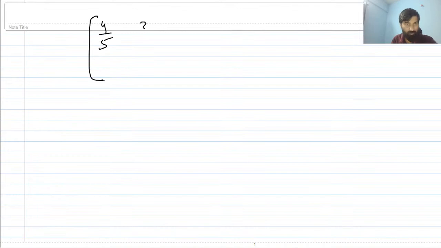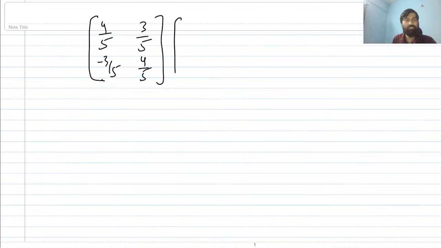Just wait for a moment, guys, I'm just getting back. Okay, I'm back again. Let me take the same one, like we were multiplying a matrix with a vector. The option A we have taken: 4 by 5 and 3 by 5, minus 3 by 5 and 4 by 5, and here we have taken the vector 4 and 3.